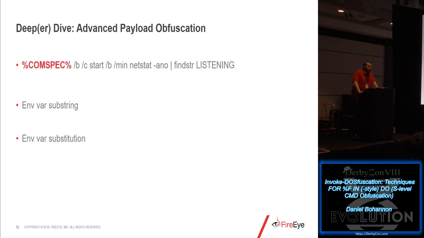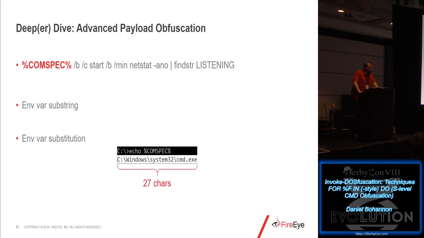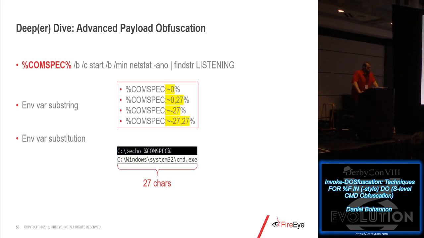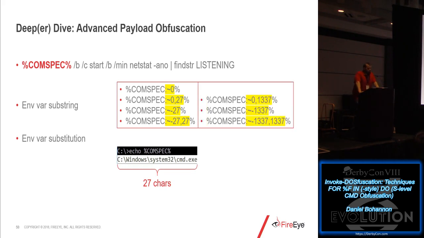But for comspec, there actually are ways that we can screw around with this and maybe break some detections that look for %comspec%. One is using environment variable substrings. Comspec resolves to 27 characters. So we can use environment substrings to say start from the 0th index and go forward forever, or 0 to 27. Or we can also use negative indexes as well. In addition, we don't have to stick to the length of the variable. We can use any longer length, and it will still work just fine. So you can use leet as your substring length there, and it will still resolve to the exact same command.